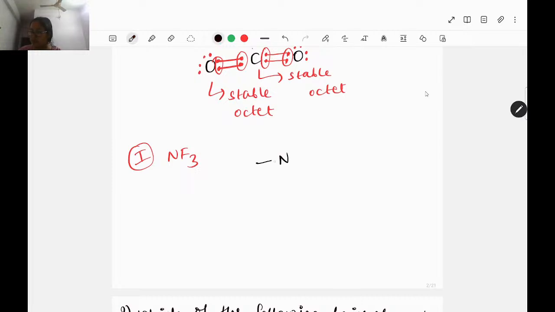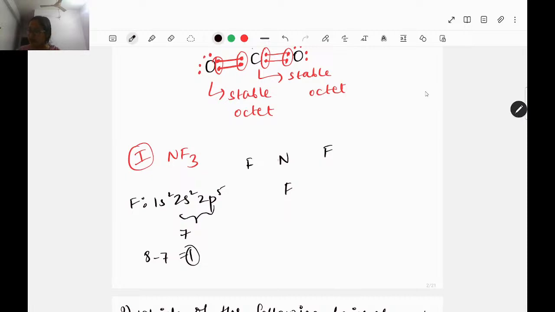We have already discussed that nitrogen has 5 valence electrons and it requires only 3 electrons to complete its octet. And fluorine, let us look at the electronic configuration of fluorine. It is 1s2, 2s2 and 2p5. So how many valence electrons does it have? 2 plus 5, 7. So it requires 8 minus 7 is equal to 1. It requires only 1 electron to complete its octet.